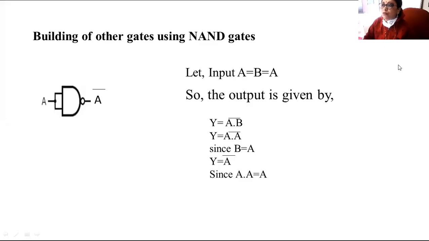Okay. Today we will be studying NAND gate and NOR gate as universal gates. We have studied that NAND gate and NOR gate are universal gates. Why are those called universal gates? Can you tell me?